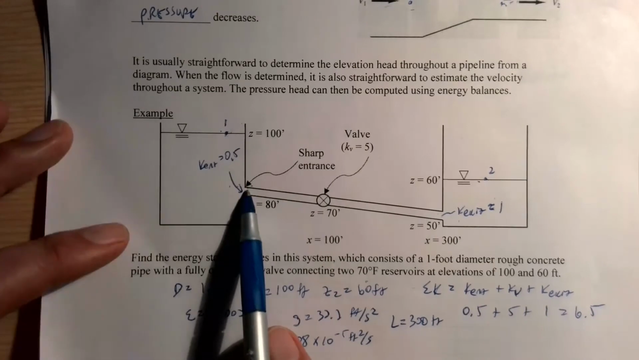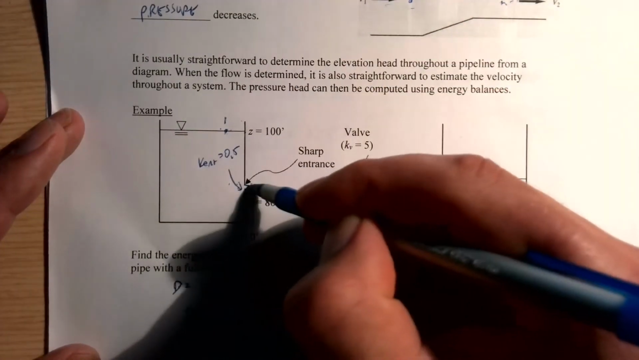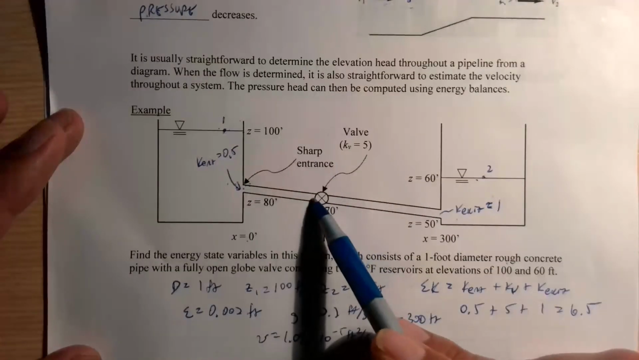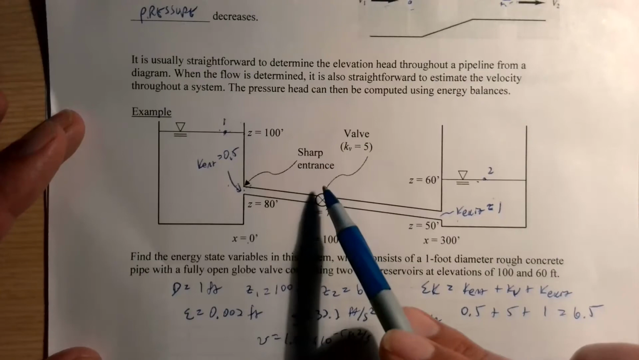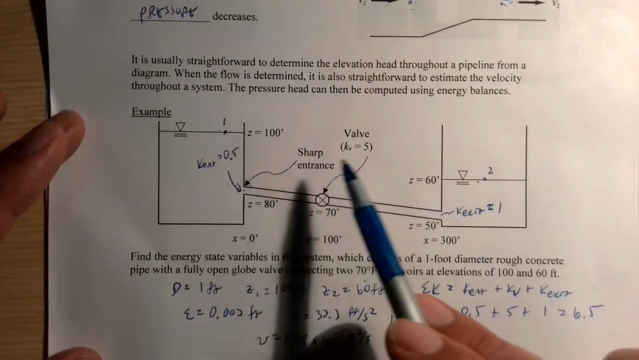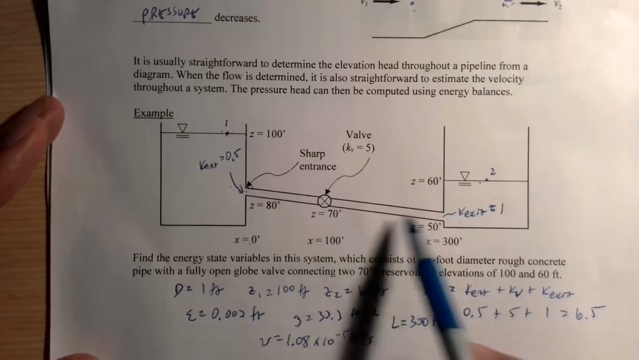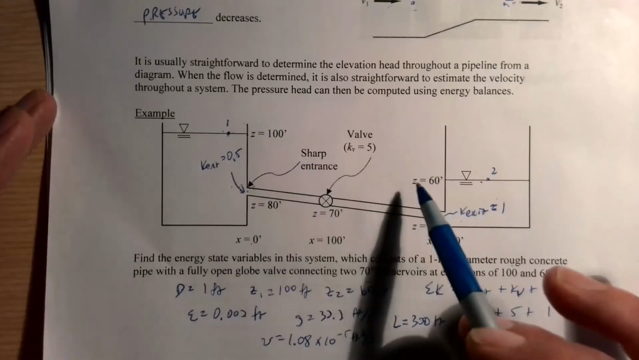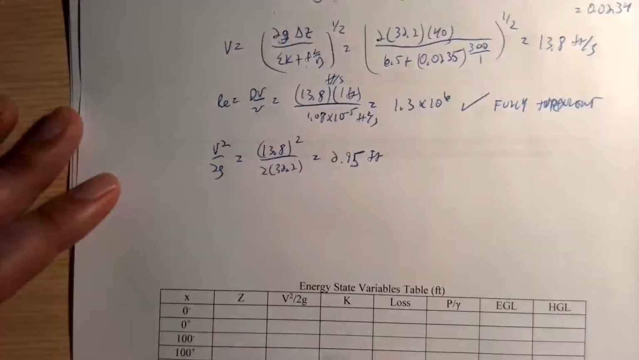The elevation we've also got everywhere. It's 100 here, it's 80 right before and after this, it's 70 right before and after this valve, and it's 50 right before and after this. And in between it's going to be a straight line drop off in the head. So I've got the elevation at all these different points. I've got the velocity head, and that just leaves the pressure. I can do this with just a little table that I can set up like this.